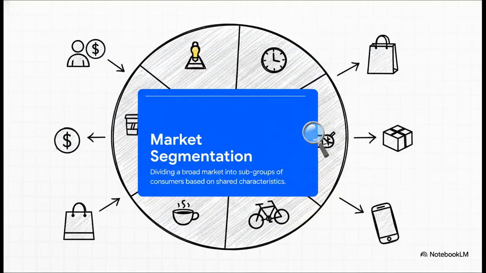But it's not always a simple choice between mass or niche. In fact, many of the most successful companies use something in the middle, called market segmentation. As the slide says, this is all about breaking down a huge mixed market into smaller, more manageable subgroups or segments based on things they have in common. The company can then create a specific product and a unique marketing plan for each of these different groups.